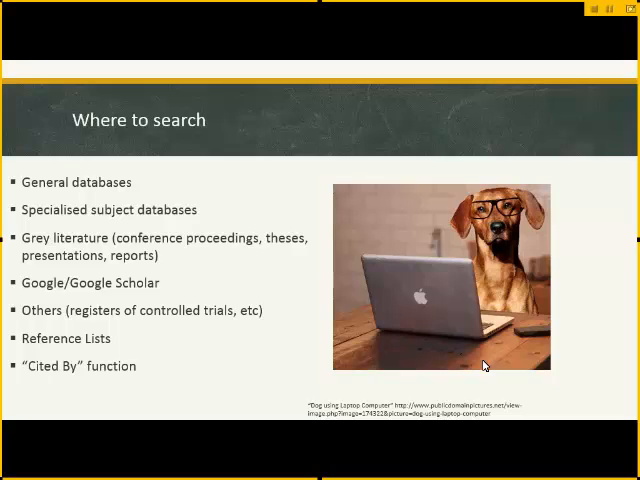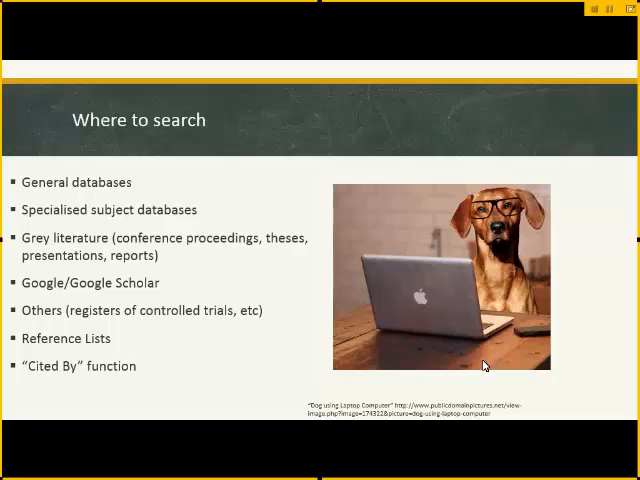You also want to look at the grey literature. Grey literature is things that aren't your typical mainstream sources: conference proceedings, theses, government reports, presentations. There are a few sources that are good for finding grey literature. Google Scholar can be quite good for it, but there are some databases that are quite specifically about grey literature, and those are on the Systematic Reviews webpage as well. And then you might want to look at things like registers of controlled trials and other things that are even more specific. Reference lists, going through those.